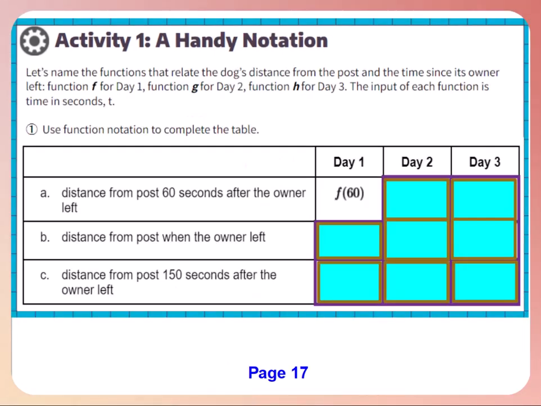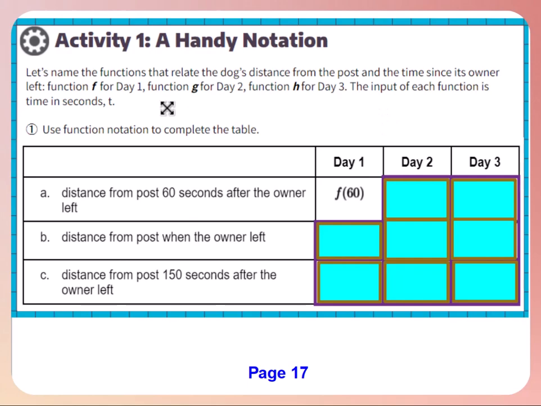All right, let's turn to page 17, and you're going to be doing activity 1, then comparing your answers with me. But we're focusing on what function notation is. So if you look at where we start, we're still talking about day 1, day 2, and day 3, and the example of the dog and the distance from the post.